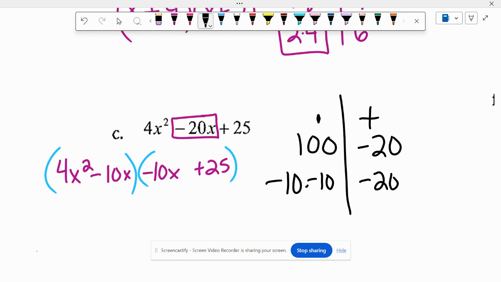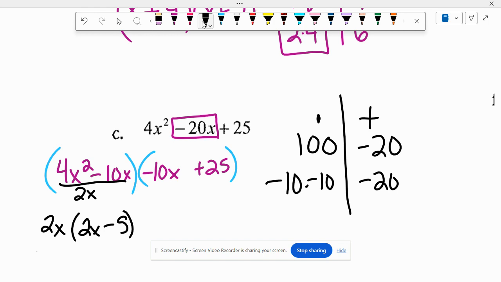I can take out a 2x. So when I pull out a 2x, let's see. 4x squared divided by 2x is 2x. And negative 10x divided by 2x is negative 5. God bless you. What about the next one? What can I take out of this next grouping?